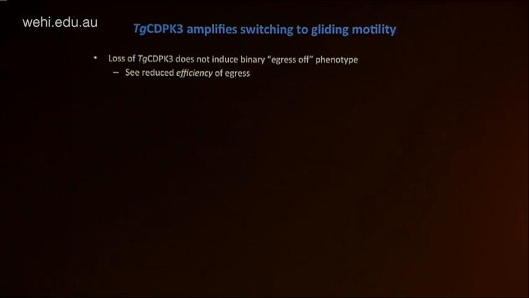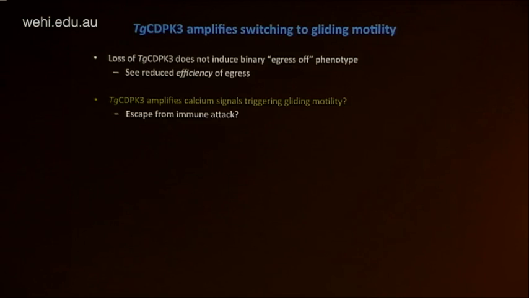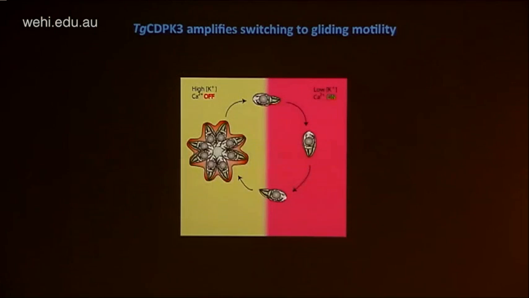And so what we suggested in the paper that this was published in at the end of 2012 was that the loss of CDPK3 led to some kind of reduction in efficiency of egress. And that CDPK3 is actually acting to amplify existing calcium signals, which trigger egress from host cells, gliding motility, and reinvasion of host cells. In this, CDPK3 might be important in allowing parasites to rapidly escape from a host cell. So if parasites can't quickly get calcium signaling going and escape from a host cell, they might be more prone to attack from the immune system, something along those lines.